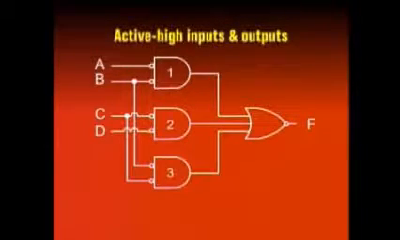Consider now the sum of product based circuit which has active high inputs and active high outputs. If the inputs of the circuit are made active low and the output of the circuit is also made active low, then bubbles are added at all inputs of the 3 AND gates. A bubble is also added to the output of the OR gate. The bubbles added at the input of the AND gate represent the alternate symbol for the NOR gate. Similarly, the bubble added to the output of the OR gate also makes it a NOR gate.